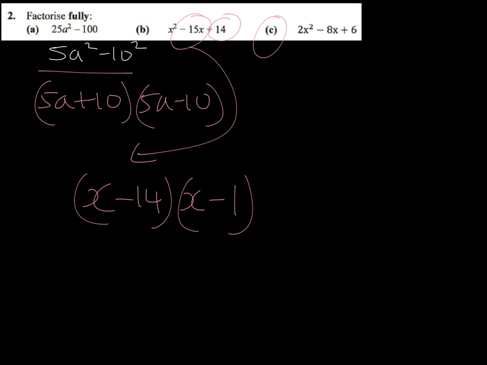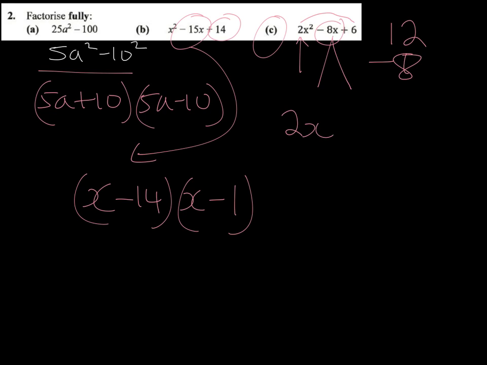For part C, then, the only one that's a little bit harder here. When you've got a coefficient of x squared that's greater than 1, we need to do things slightly differently. So we're looking here for two numbers which multiply to give us 12 and add to give us negative 8. So we're then going to split the middle term into those two numbers.